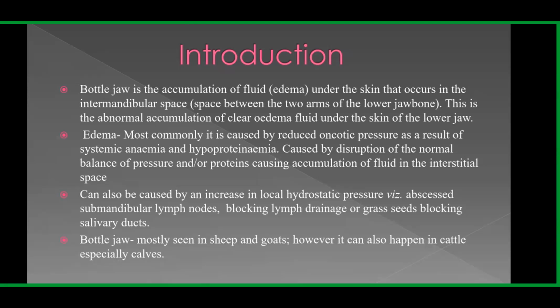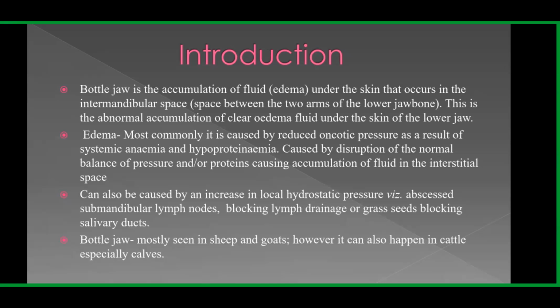So if there is any condition where there is a reduced number of cells, or a reduced amount of protein or electrolyte in the intravascular space or in the body, in that condition there will be oozing out of the fluid, because there will not be a sufficient amount of electrolytes or particles to hold on to this fluid. So there will be oozing out of the fluid from the intravascular space into the extravascular space, and that gets accumulated under the skin in the subcut region.